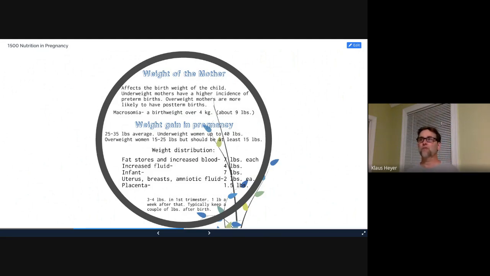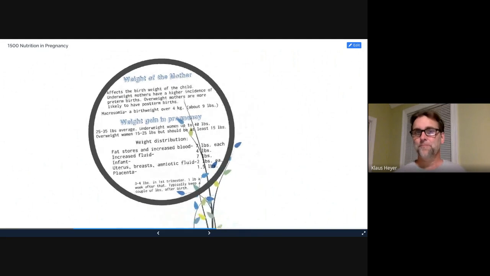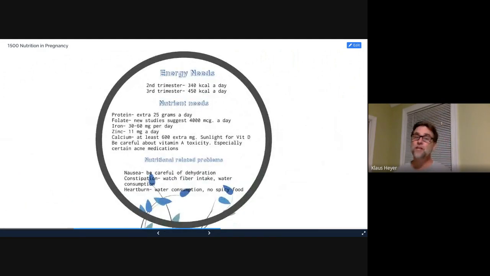So when does this weight get added on? Well, in the first trimester, not a whole lot, just 3 to 4 pounds. Then it's roughly, on average, about 1 pound a week after that. So your energy needs are different. Well, actually, they're not a lot different: 340 calories a day in your second trimester, about 450 calories a day in your third trimester. It's a large fry at McDonald's difference. I guess if you look at it that way, but you don't really have the option of eating less, so you should be getting more energy in you.